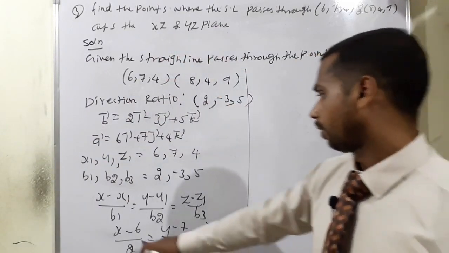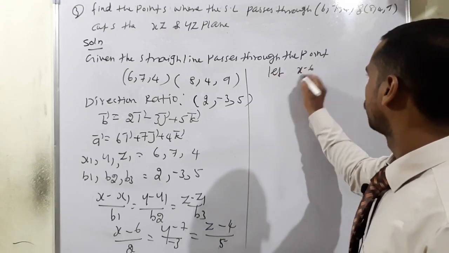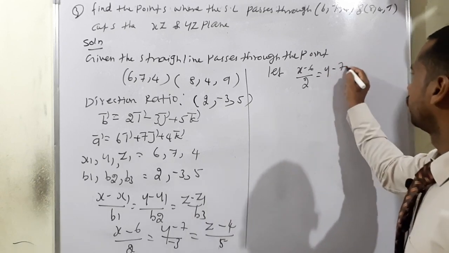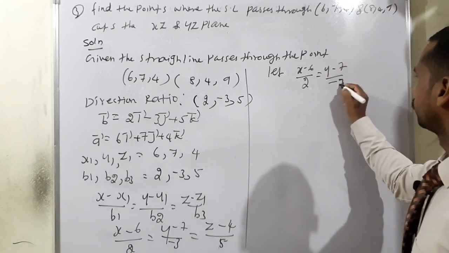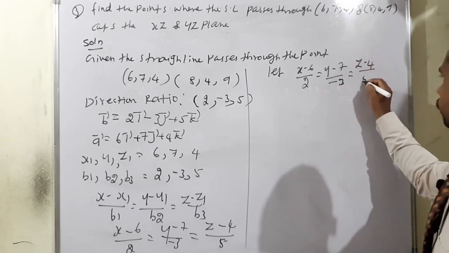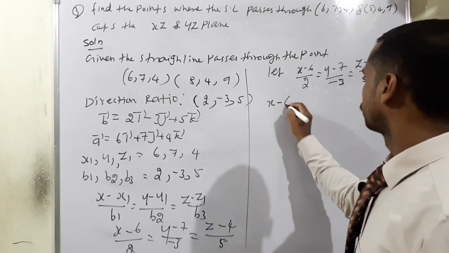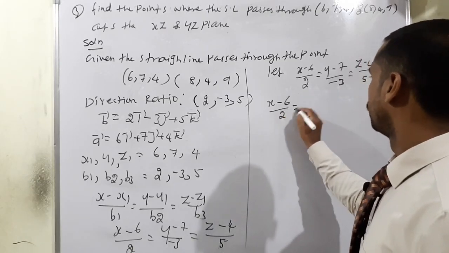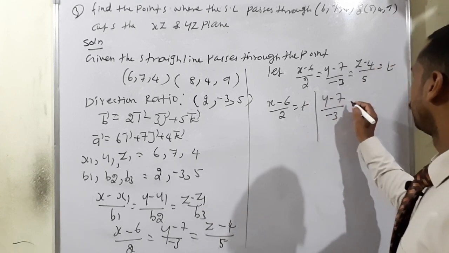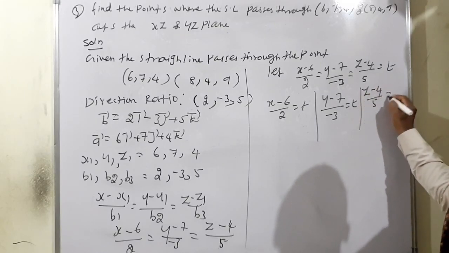So let us consider, x minus 6 by 2 is equal to y minus 7 by negative 3 is equal to z minus 4 by 5 is equal to t. Each and every value: x minus 6 by 2 equal to t. Next condition, y minus 7 by negative 3 is equal to t. Last condition, z minus 4 divided by 5 is equal to t.